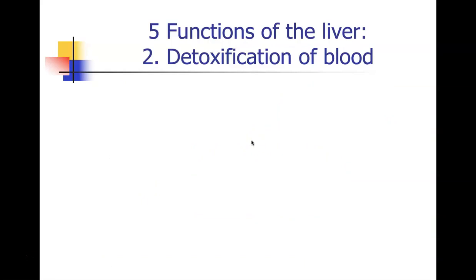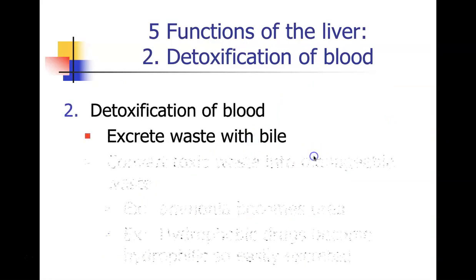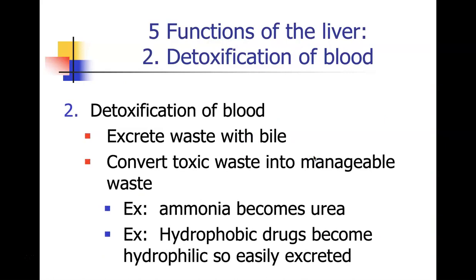Okay. So our second function of the liver is detoxification of the blood. And we excrete waste with bile. Now the process has to convert toxic waste into manageable waste. So ammonia is a toxic waste product that we produce, and that becomes urea. Hydrophobic drugs become hydrophilic, so they're easily excreted. So we get drug processing and waste processing in the liver. This is how it's going to detoxify.